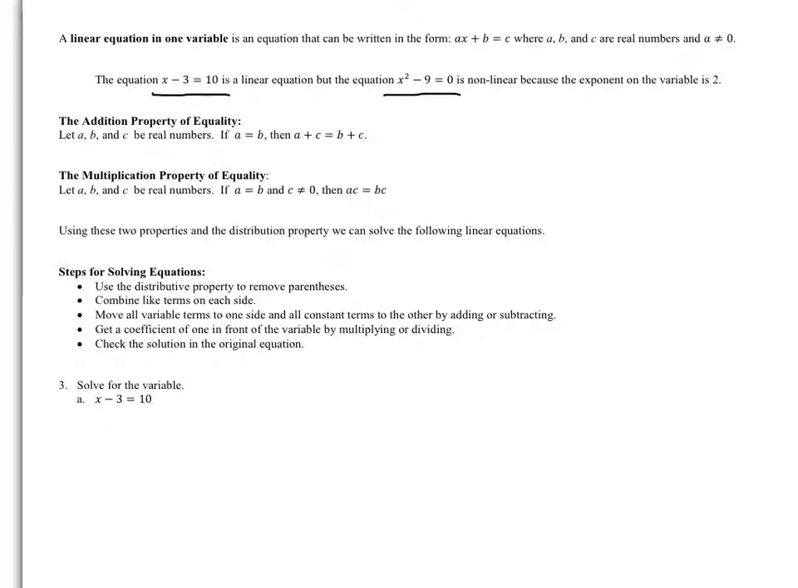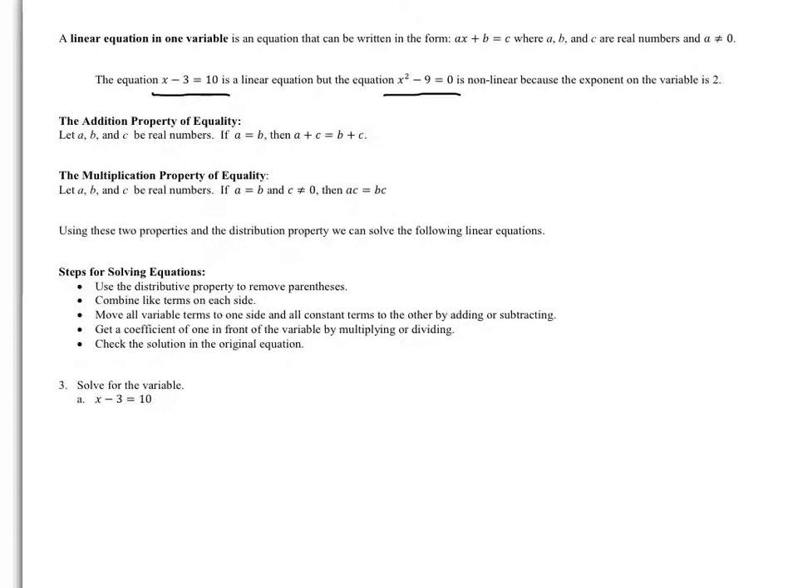So we are also going to be using the distributive property to remove parentheses, combining like terms on a side. We're going to move all the variables to one side and all the constants to the other, get a coefficient of 1 in front of the variable by multiplying or dividing, and then check the solution. So these are our go-to steps, and we'll go through them each time.